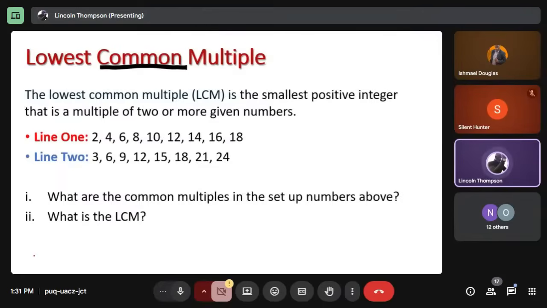Our first number for line 1 is 2. Now all the numbers that follow after the 2, well, including 2, are actually multiples of 2. So the multiples of 2 are all the numbers that you get whenever you multiply 2 by a specific number. So what did you multiply 2 by to get the multiple of 4? 2. You added 2.